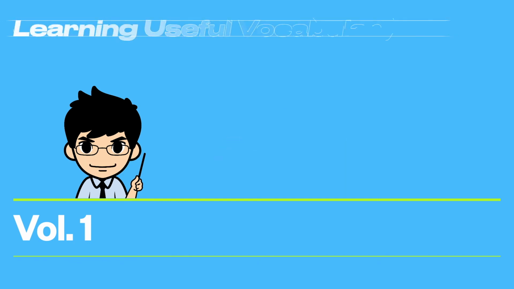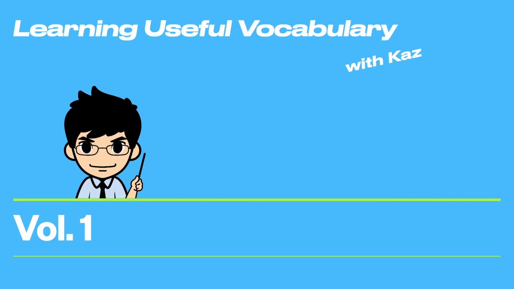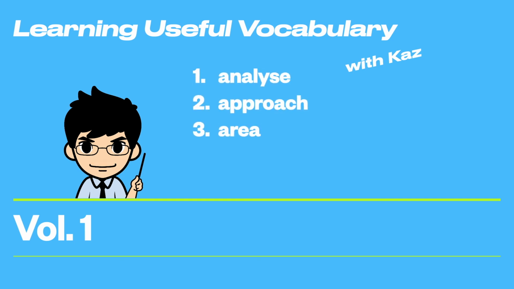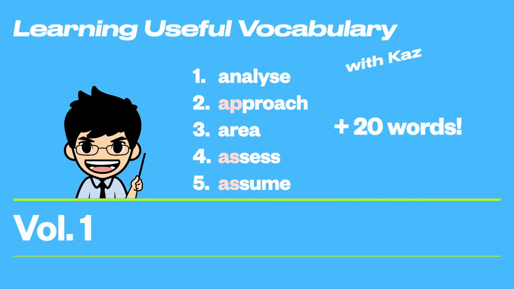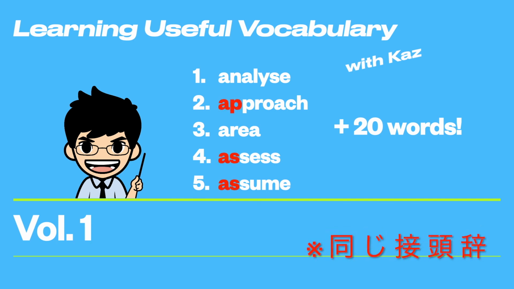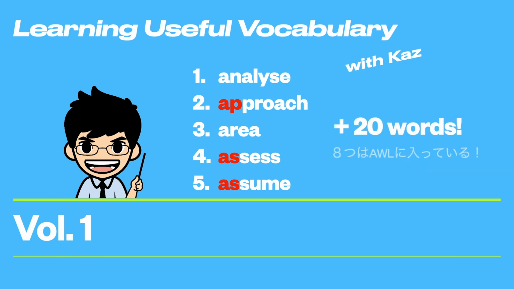This was Learning Useful Vocabulary with Kaz, Volume 1. Today's 5 AWL words were analyze, approach, area, assess, and assume. Also remember that approach, assess, and assume have the same prefix. In addition, we had 20 more words. Out of the 20 words, 8 of them were AWL words. So today we learned 13 AWL words.